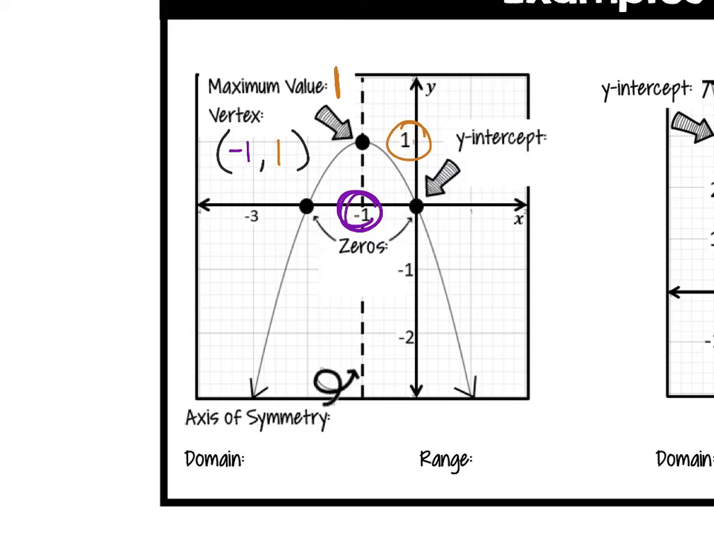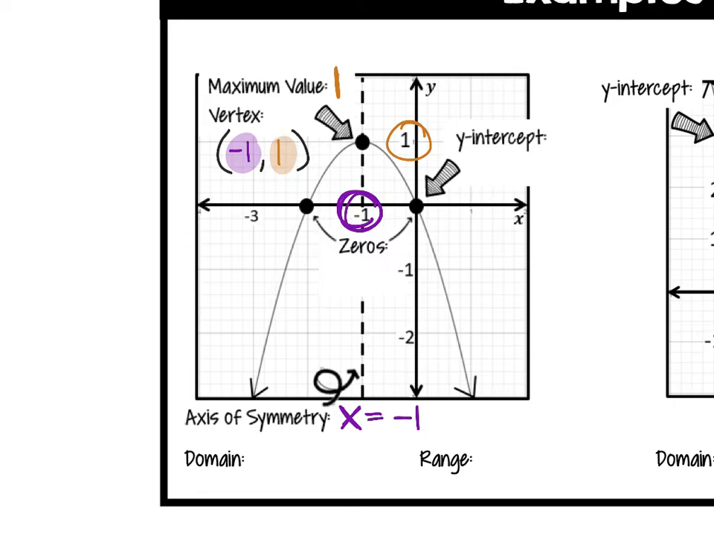I also know my axis of symmetry, because what number does my axis of symmetry cross on the x-axis? -1, which is, again, the same number we had in that vertex. So those two numbers for my vertex actually answer 3 questions. They answer the vertex, and they answer the maximum value and axis of symmetry.